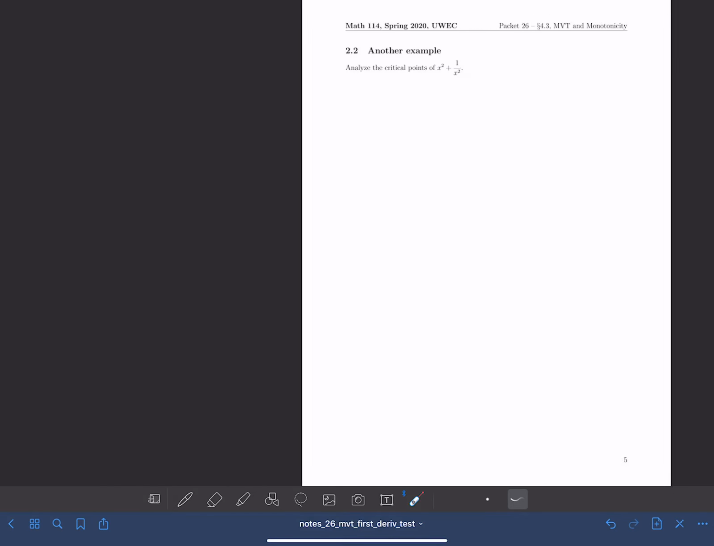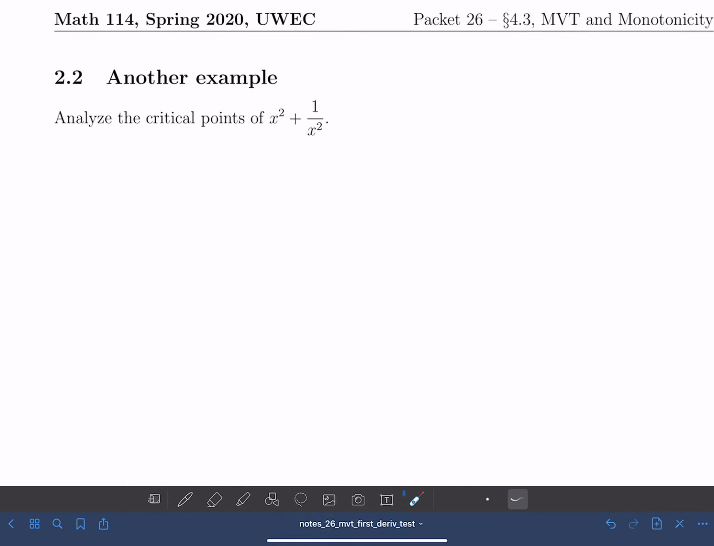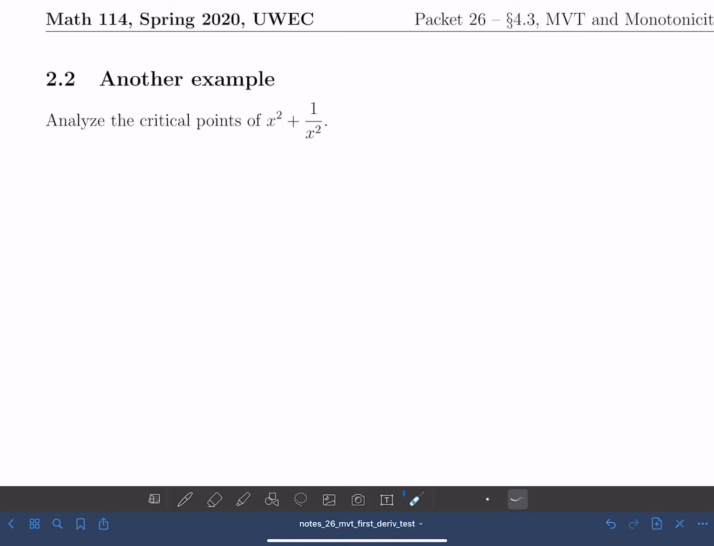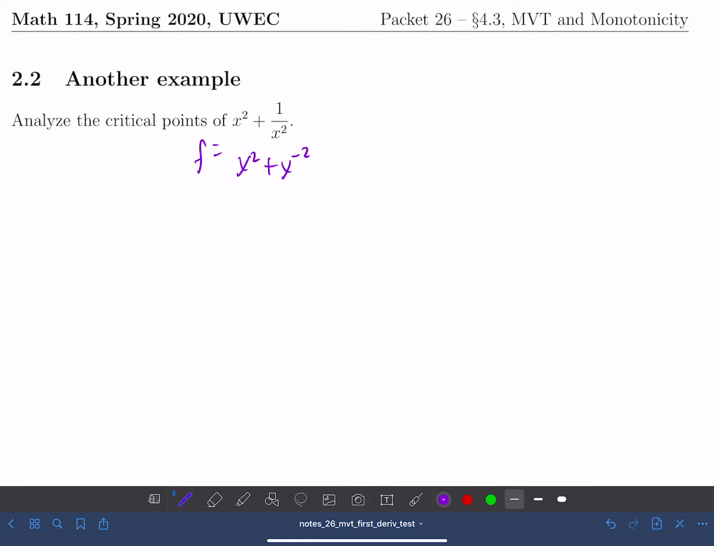Let's repeat that. Let's analyze the critical points of this cool function. I love this function. I love things that have some weird, neat symmetry like this. I think this is a great function. So let's name it. I didn't name it for you. Let's go f equals x squared plus x to the minus 2. Let's draw ourselves a number line. Again, I'm given no interval of restriction, so all I need to do is find the critical points.